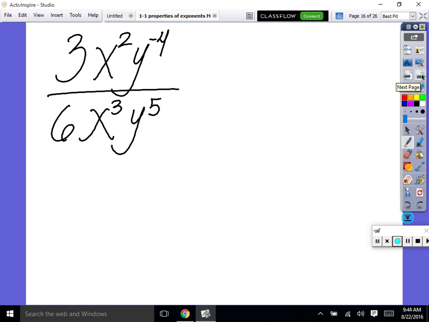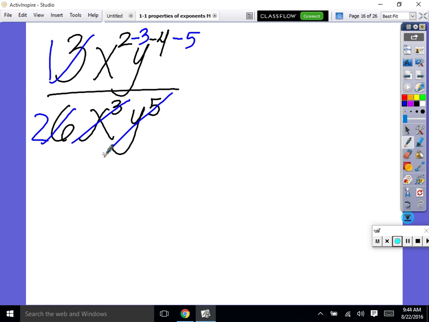Okay, next one. 3x squared y to the -4 divided by 6x cubed y to the 5th. When you divide, then you subtract, but not with numbers. So 3 over 6, don't they both divide by 3? This is where people mess up. This becomes a 1, this becomes a 2. So isn't 2 on bottom? Yes. So we're going to be doing the divide, you subtract. So it'll be 2 minus, now look at the bottom is 3, right? You see what I'm doing here? We have -4 minus 5.